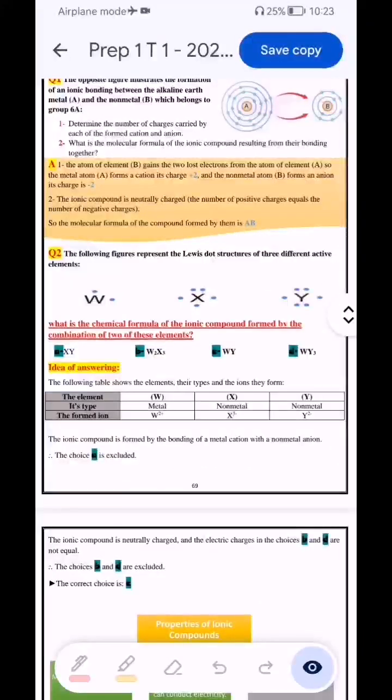Look at this figure. Question number 2. The following figures represent the Lewis dot structure of 3 different elements. Number 1, W contains 2 unpaired electrons, so it is a metal. Number 2, X: 1, 2, 3, 4, 5. It contains 5 electrons in the outermost, so it is a non-metal. Y contains 1, 2, 3, 4, 5, 6, so it is a non-metal also. The question says, what is the chemical formula of the ionic compound formed by the combination of these elements? There are 2 elements that will combine together and give us an ionic compound.